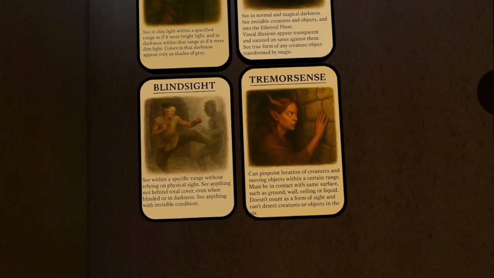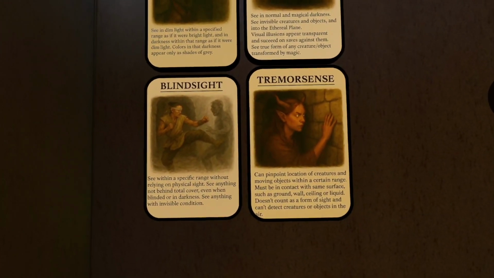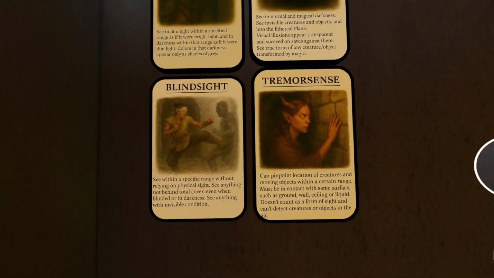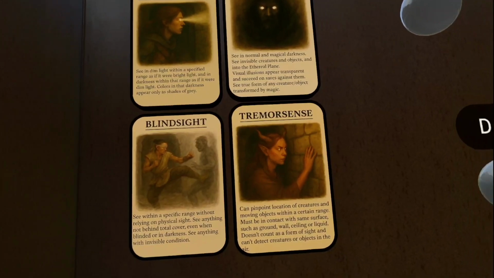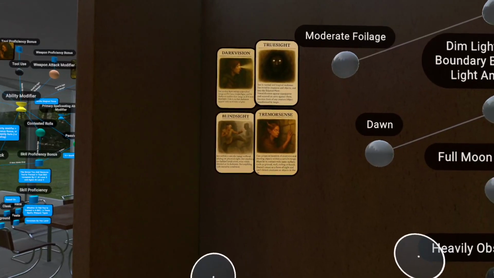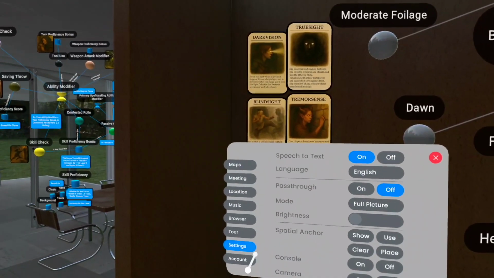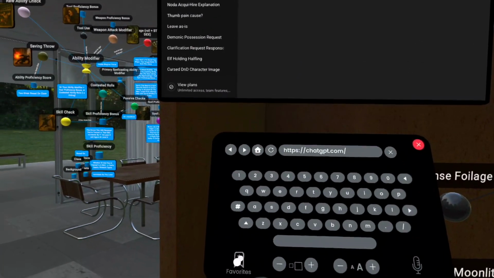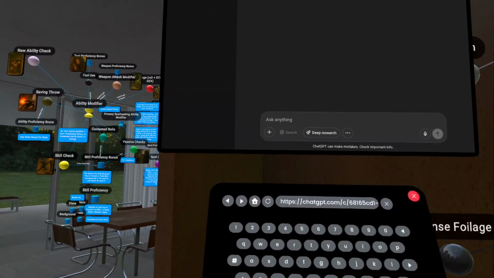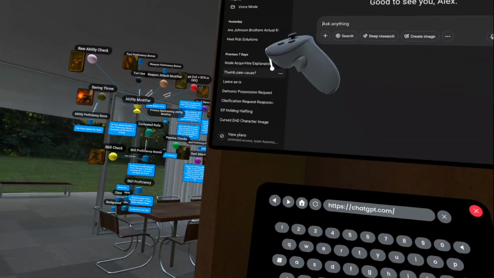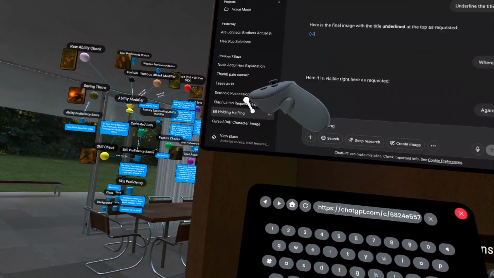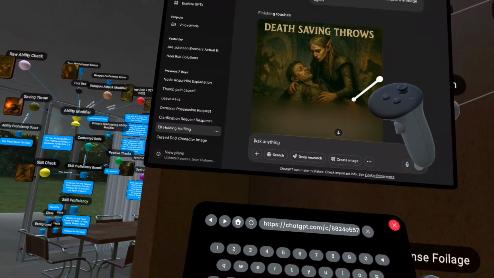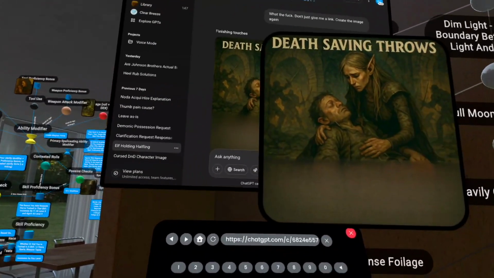Tremorsense. This is the image of someone just putting their hand on a surface to be able to use tremorsense to pinpoint location of creatures and moving objects within a certain range. These things are awesome. And this is the real beauty of being able to use ChatGPT here. You just go to browser, open it up. I've got it already saved in my bookmarks, ChatGPT. And then all I need to do is I can just drag the image I've created straight from here into the room here, like so.